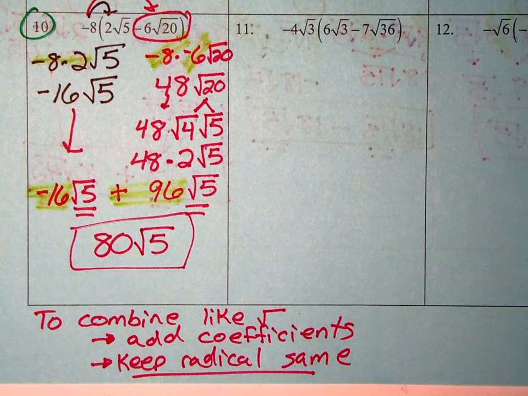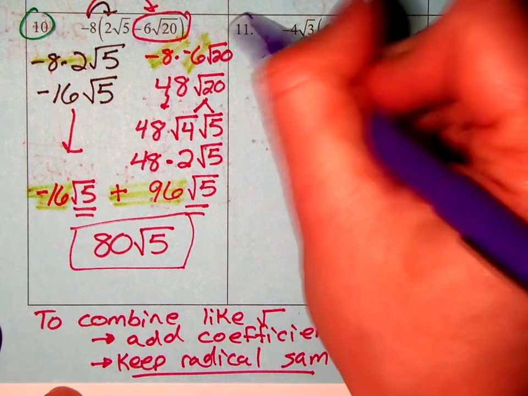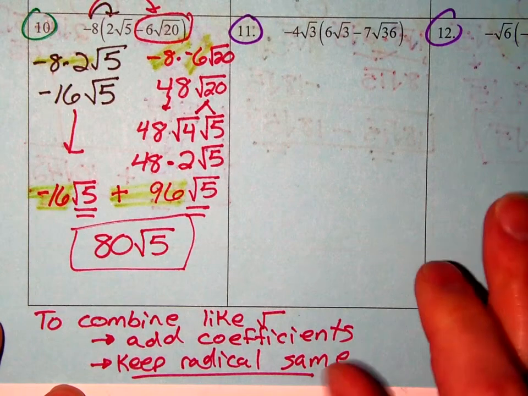So make sure when you're doing these problems, if you have to combine them, that you add the coefficients, but that the radicals stay the same. If you're multiplying, multiply everything. But if you're adding, the only thing that changes are the coefficients. All right, so I'd like you to pause this video and try 11 and 12 on your own, and then come back and see it when you're done.